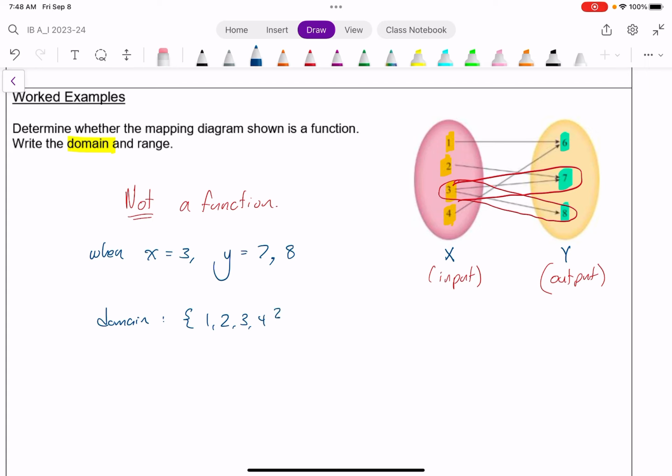I shouldn't say all the numbers from 1 to 4 because it's not including the rational numbers between 1 and 2, for example. And the range is just a list of all the outputs, or the dependent variables, or the y, which is just 6, 7, and 8. And again, it's a discrete list, just these finite numbers.